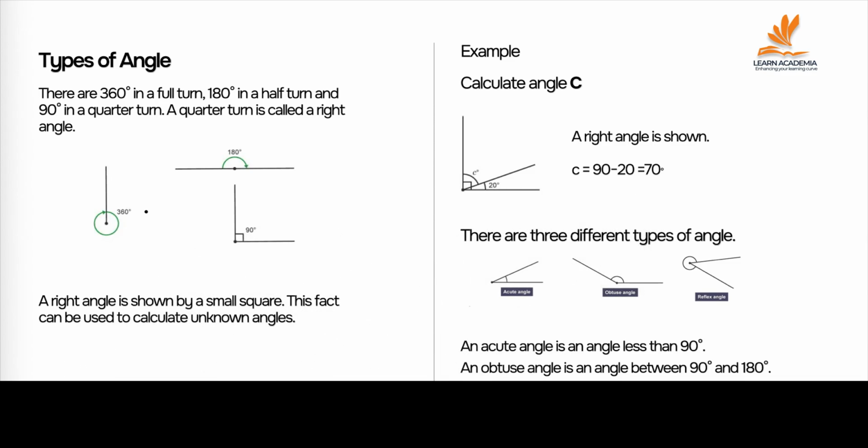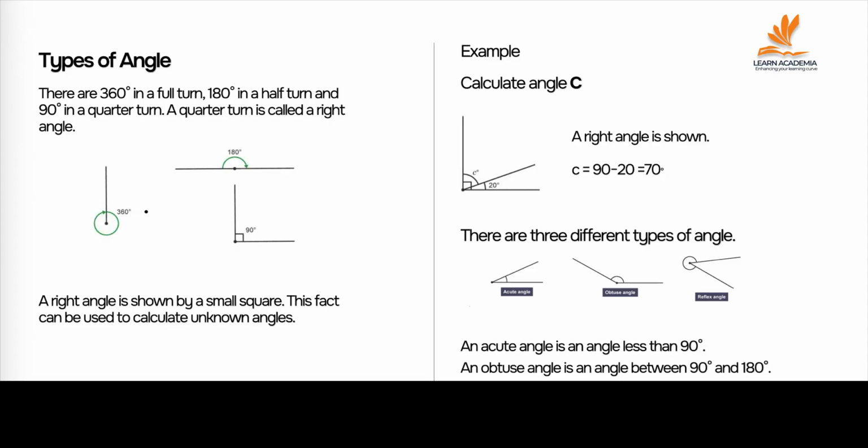Now, moving on in accordance with the slide, it says there are three different types of angle. We have the acute angle, the obtuse angle, and then the reflex angle. An acute angle is an angle that is less than 90. So every angle less than 90, ranging from 0 up until, let's say, 89 or just below 90, we'll call an acute angle.